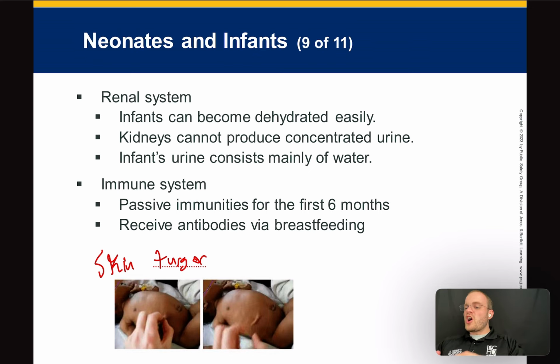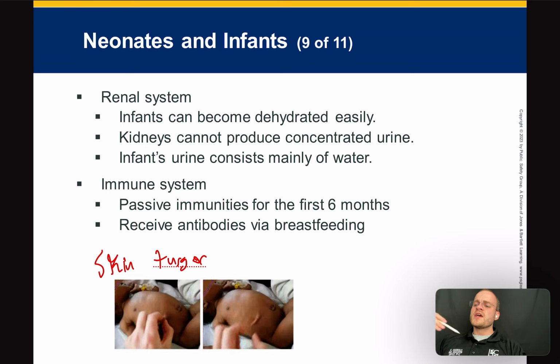You can assess this on their abdomen. On an adult, we tend to assess it on the back of the hand. You can also assess it up on their scalp. You could take a piece of their scalp and pinch it together, respectfully pinch it together, and then let go. If it stays tented up, that's a pretty good indication of dehydration.